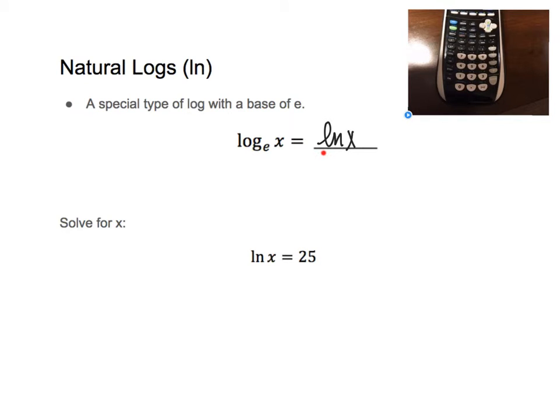Okay. So what this ln represents is this portion, the log base e. So instead of writing log base e a dozen times, you can just write it as ln. So what we're going to do here is solve a problem that uses ln. Okay. So I'm going to show you 2 ways you can solve this problem, and you choose which way you prefer.